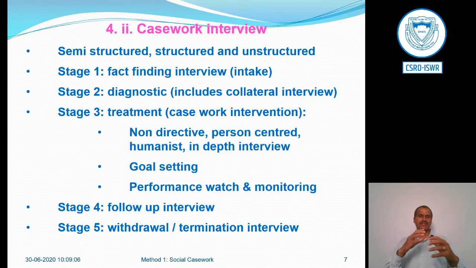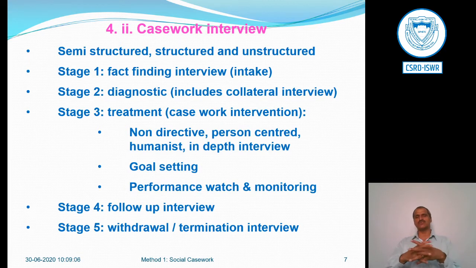And you know, another dimension of this casework interview, the treatment interview, is the performance watch and monitoring, which means taking continuous feedback from the client and observing the progress of the client in casework. How much the person has improved, what kind of attitudinal change has taken place, what are the new insights, what are the new thinking styles, what kind of behavior modification is taking place in the client.